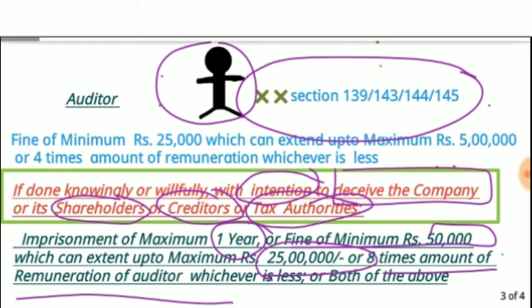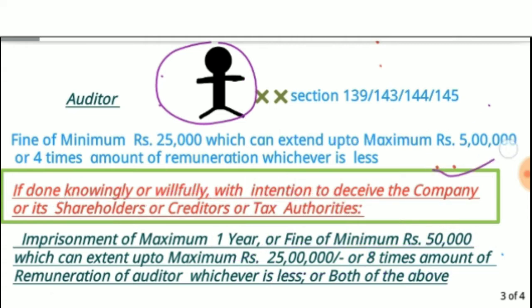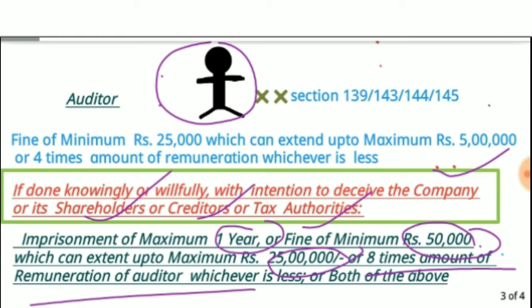In the previous case there was no imprisonment for the auditor, because he was making such a contravention without any intention to deceive such categories of people. But here he is making the contravention mainly for the purpose of deceiving the company, shareholders, creditors, tax authorities. In that case, he gets imprisonment of maximum 1 year, or a minimum fine of 50,000, which may extend up to 25 lakh or 8 times the remuneration of the auditor, whichever is less, or both, that is, fine and imprisonment. In a few cases, fine or imprisonment, and there is also a possibility of getting both. Hope you get it.